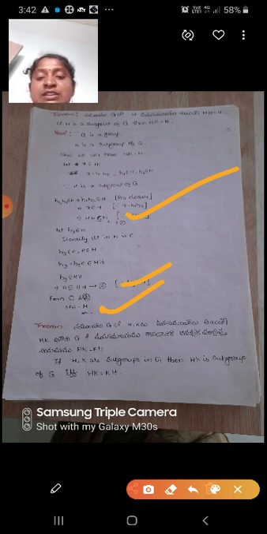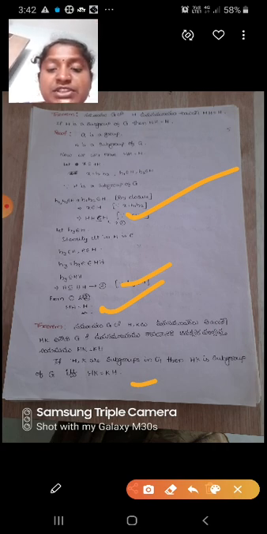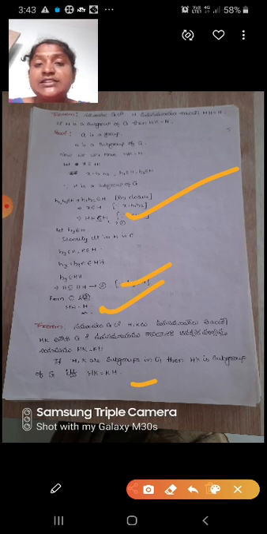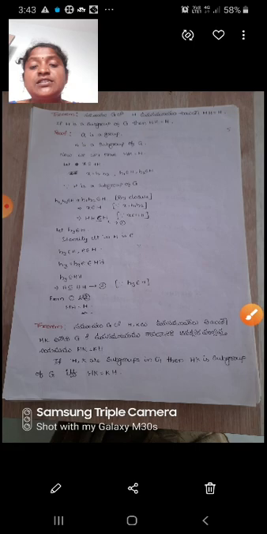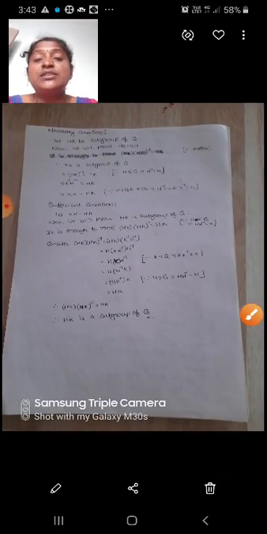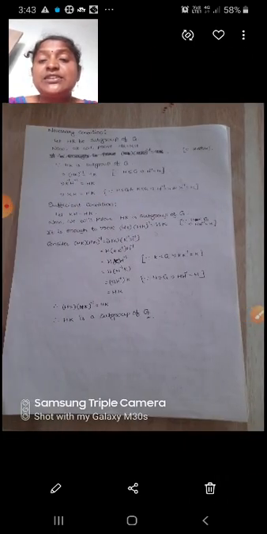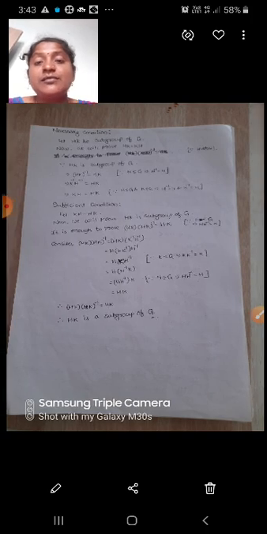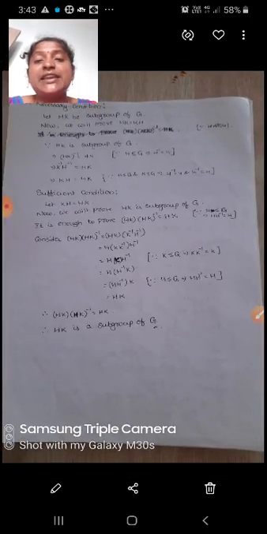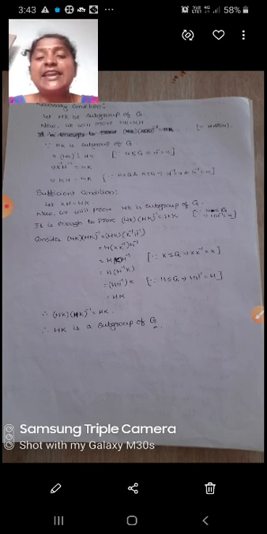Next theorem. If H comma K are subgroups in G, then HK is a subgroup of G if and only if HK equal to KH. So G is a group, H is a subgroup of G. We know that K is also a subgroup of G. Now what is the necessary condition? Let HK be a subgroup of G. Now we will prove that HK equal to KH.